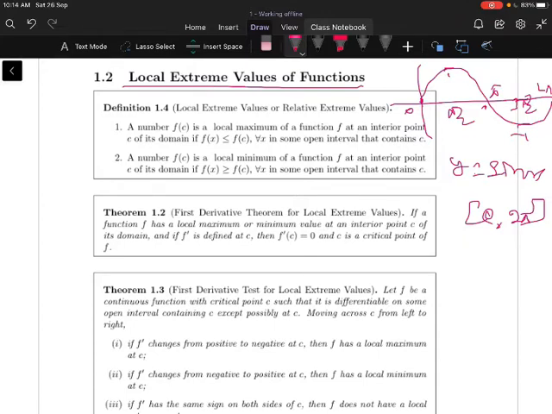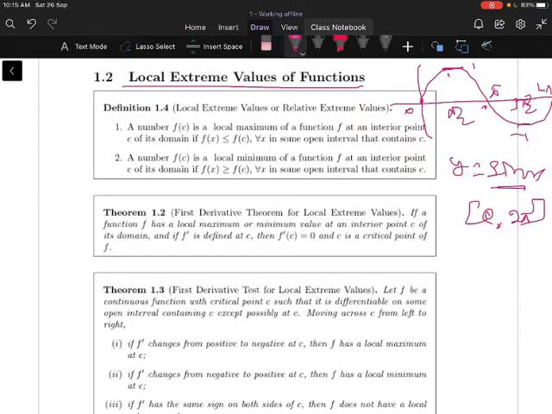We can observe in this figure the local extreme values of the function sin x. The local maximum is 1. Therefore, 1 is the local maximum value of the function sin x, and minus 1 is the local minimum value of the function sin x here.